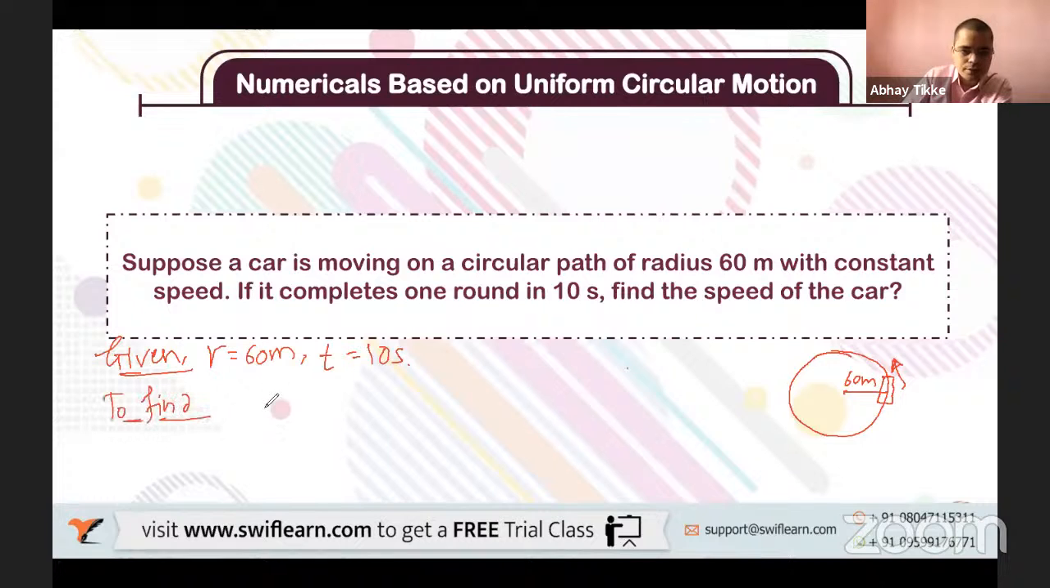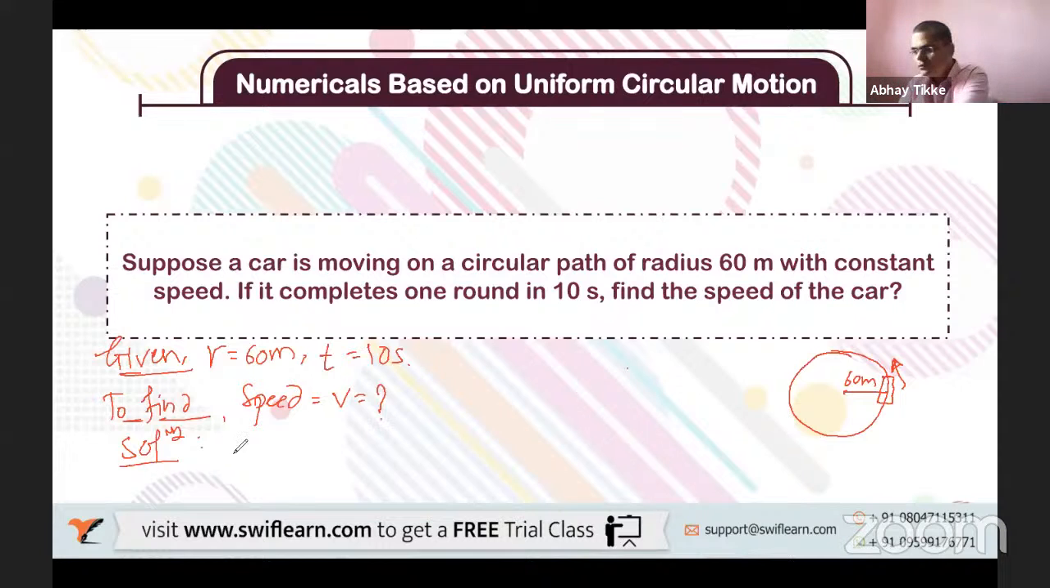To find speed, what notation will we write for speed? V. Okay, that's the question mark. Solution, right? So what will we write in the solution? What's the formula of speed?